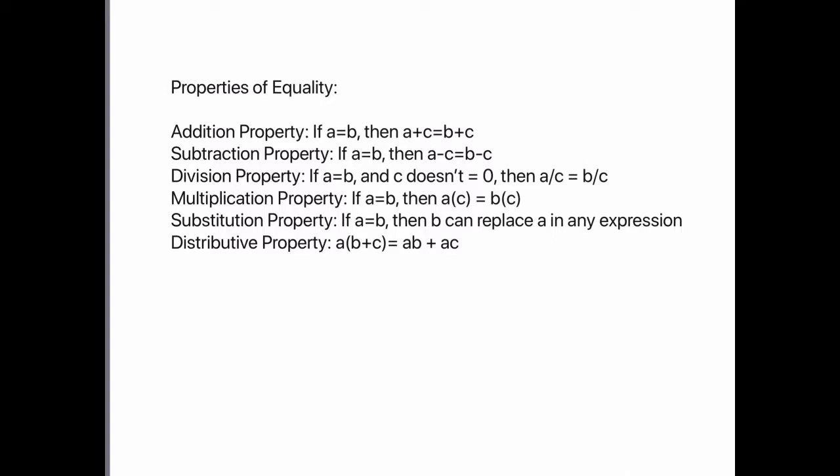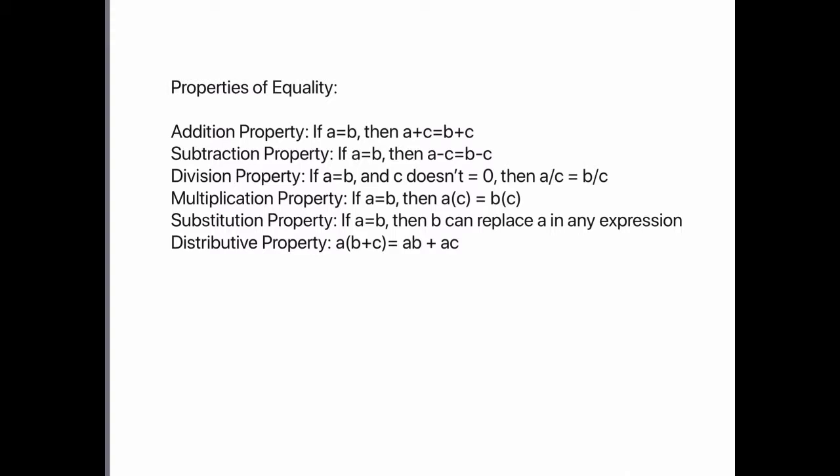But just so we can quickly remind you of them, if you add something to both sides of the equation, it's called the addition property. If you subtract something from both sides of the equation, it's the subtraction property. If you divide something on both sides of the equation, it's the division property. And if you multiply something on both sides of the equation, it's called the multiplication property.